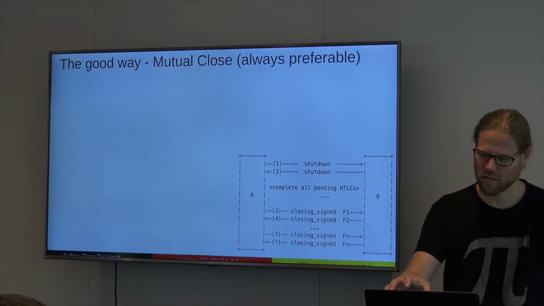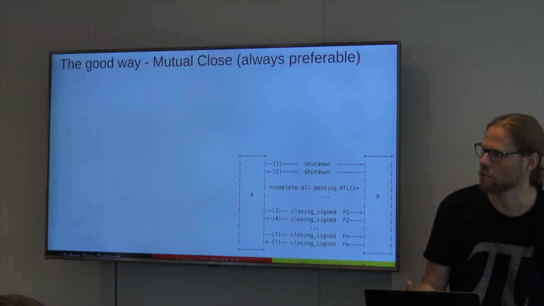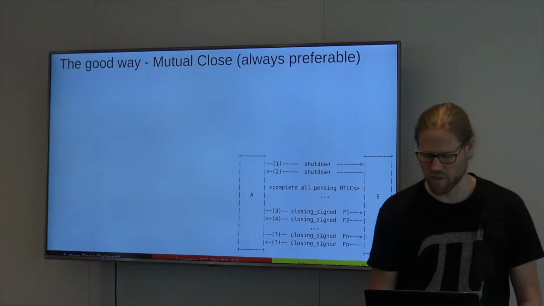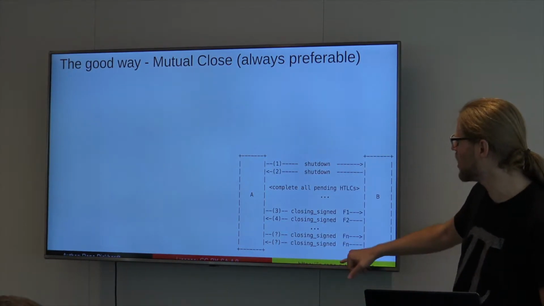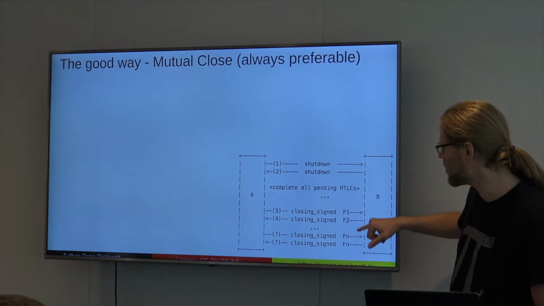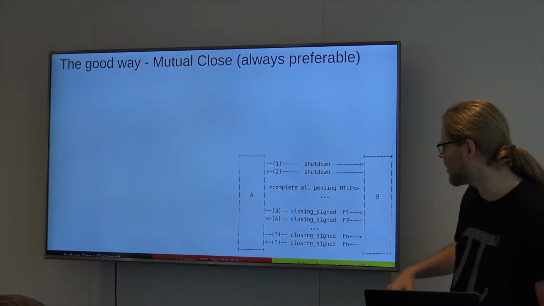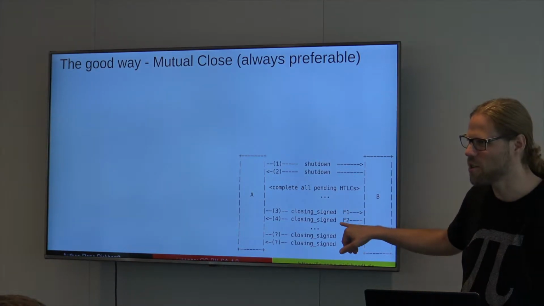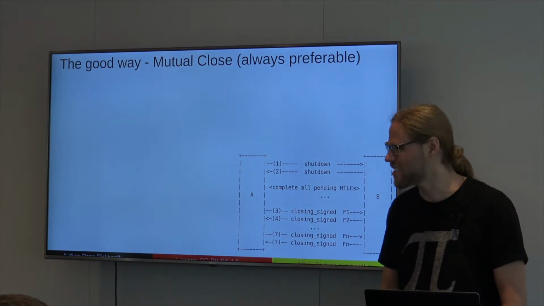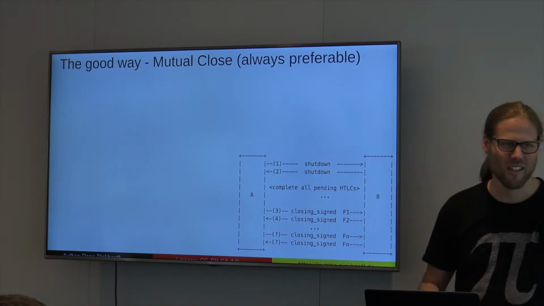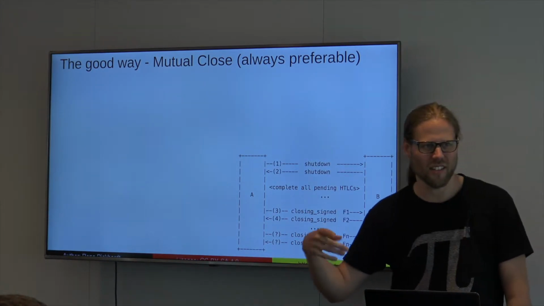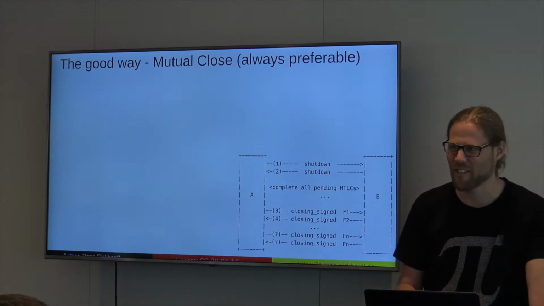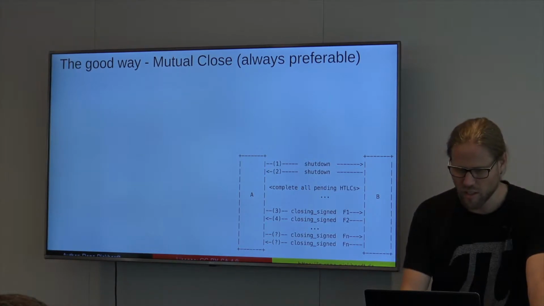Right? So let's talk about the good way, the mutual close of a channel. And as I said before, that's always preferable to everybody. So we have a similar picture here. We have shutdown messages, we have closing signed messages. And the funny thing is the closing signed messages could occur quite frequently. It's not one exchange of these messages, but it could happen again and again until it might converge at some point in time. I think there's a mechanism for it that it will converge.